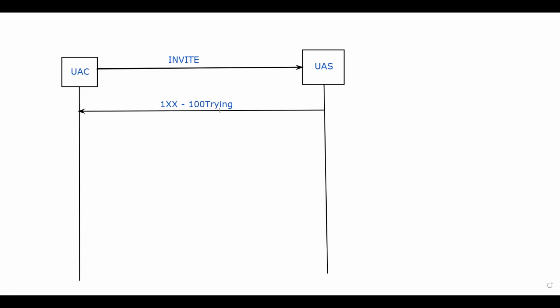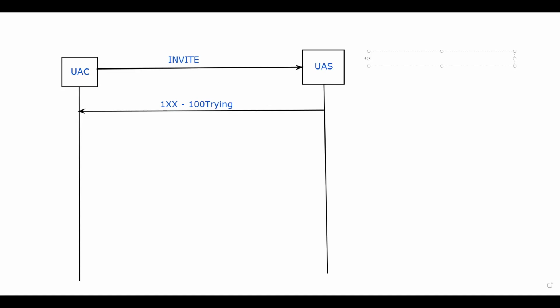So maybe you have a question in your mind: if I am not getting this 100 Trying message, what will happen, right? If you are not getting this 100 Trying message within a time frame, the invite will reoccur, or I can say it will be sent again. The user agent client will send the invite again, and it depends on the T1 timer.